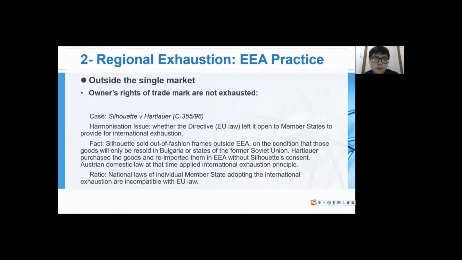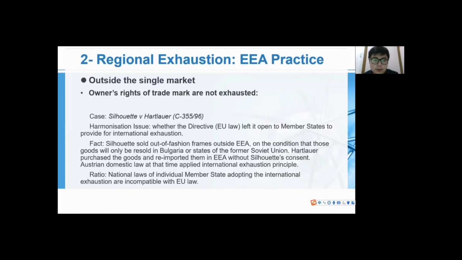In a situation where the goods of parallel importation are from outside of the single market, the European standard is quite clear that the trademark rights are not exhausted. Case refer to Silhouette. In that case, the plaintiff exported goods from Austria to Bulgaria on the condition that the goods would only be sold in the non-European Economic Area. However, the defendant somehow bought these goods in Bulgaria and sold them back to Austria.